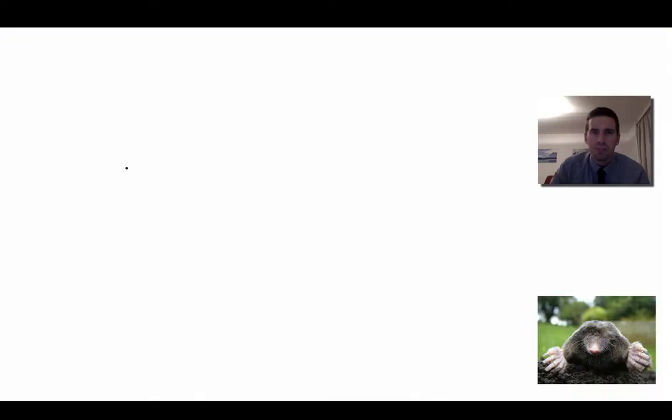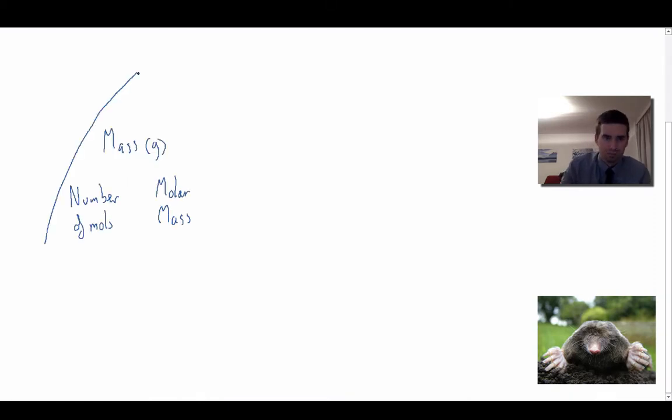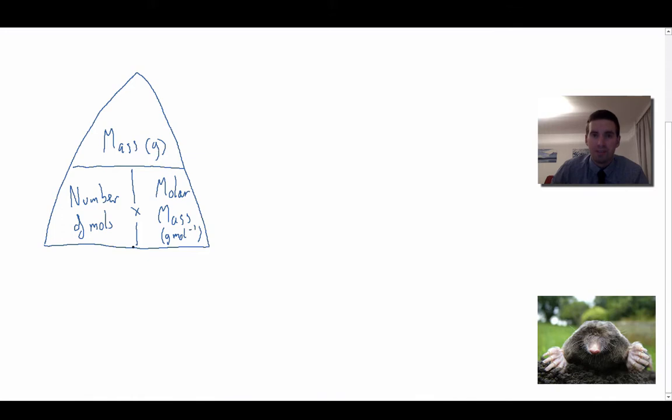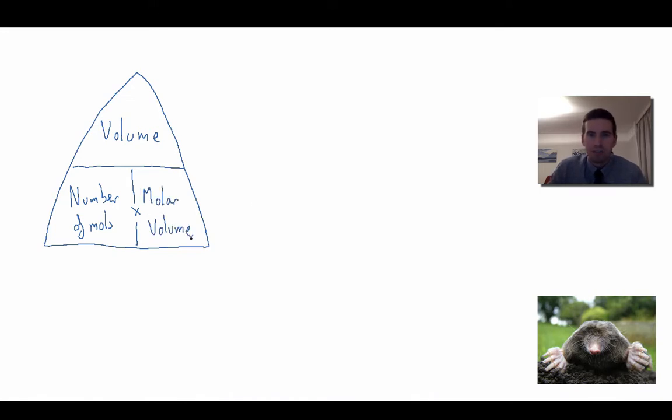So in the previous video we came across a calculation triangle that looked like this. Now we're going to look at a similar one in this video. I just need to make a couple of changes, because in this video, instead of looking at mass, we are going to look at volume, and instead of using the molar mass, we are going to use the molar volume. Okay, so you can see these two triangles are very similar.